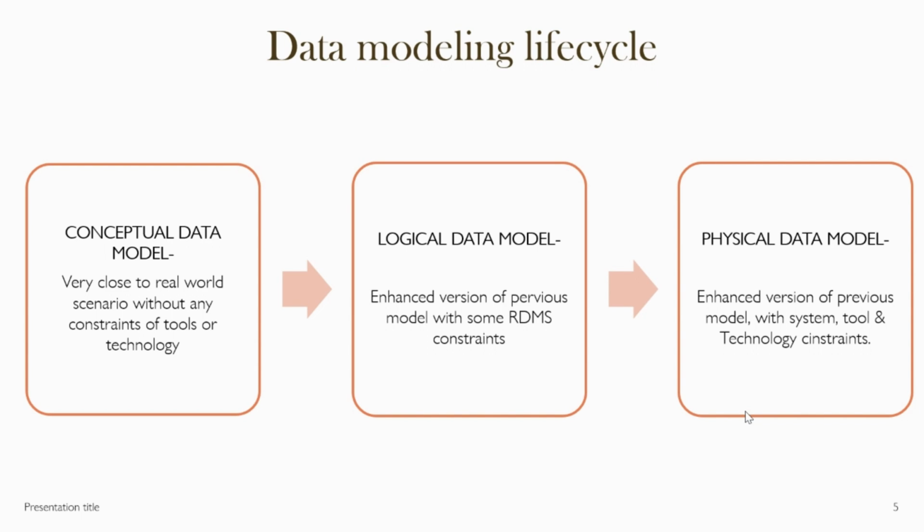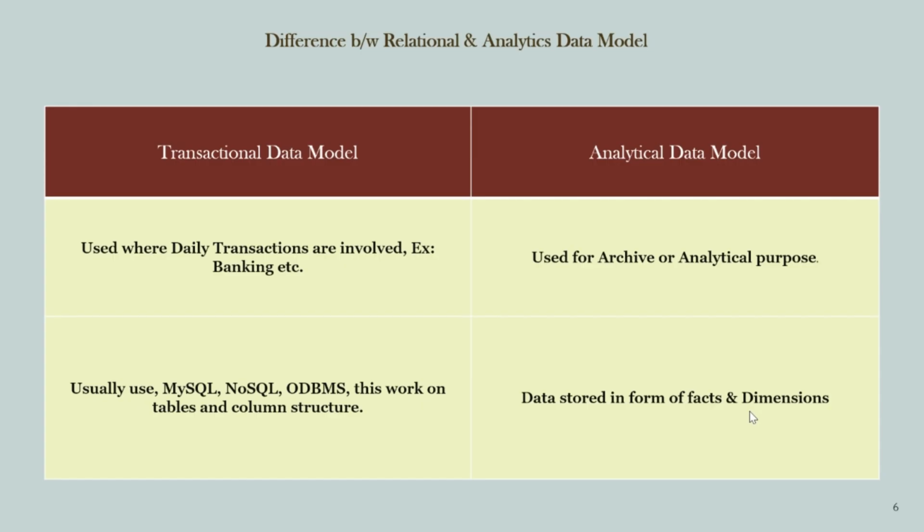Means if a tool and technology has some constraint, we have to follow that while creating the actual physical data model. Okay, so now we have, in a broad way, two types of databases or systems. One is relational and one is analytical. So relational is basically used for daily transactions.